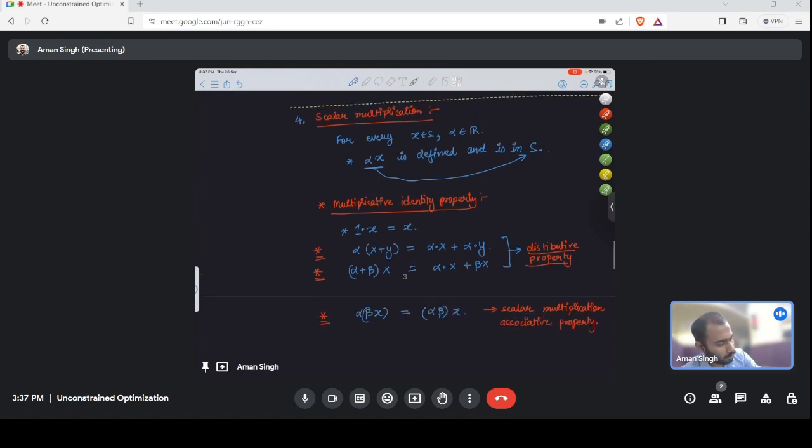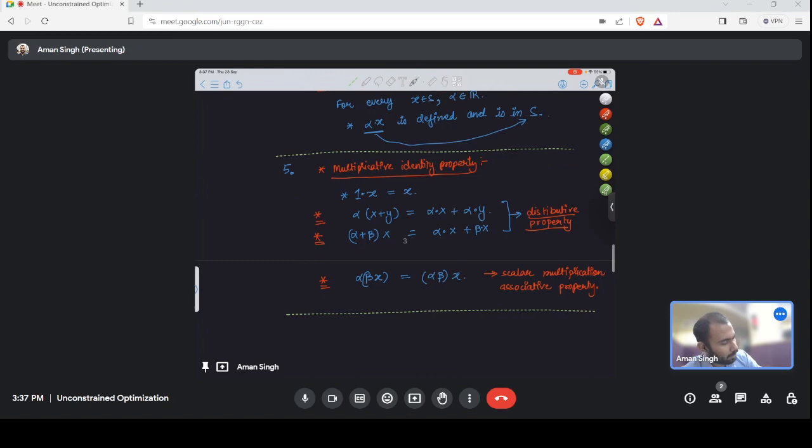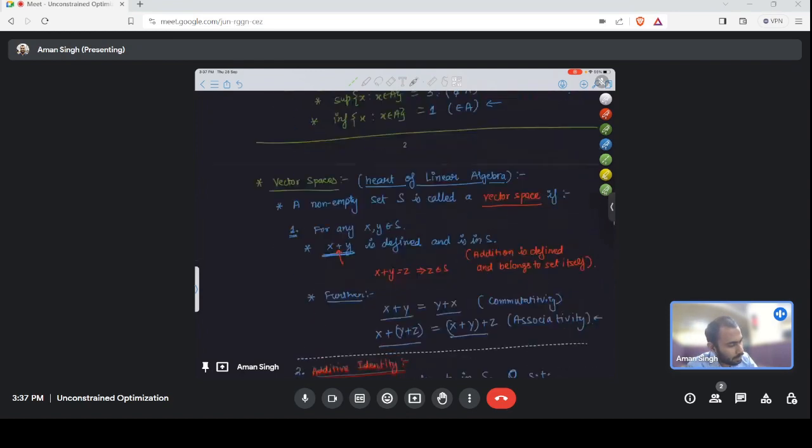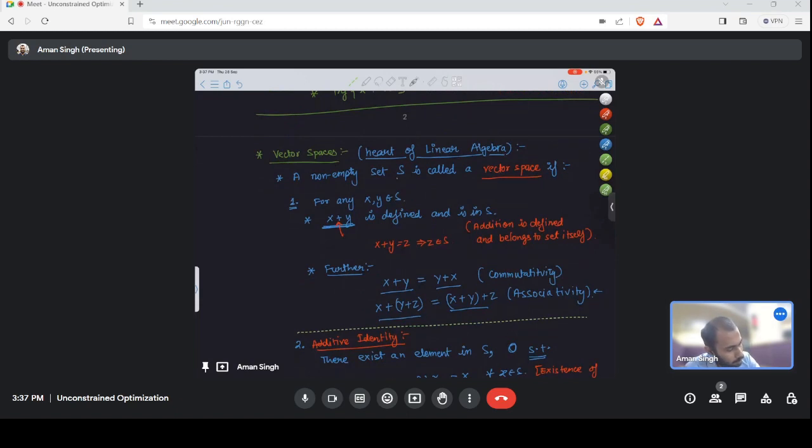So let's call this file. So let me reiterate what I said. Let's say there is a set S which follows these 5 properties.